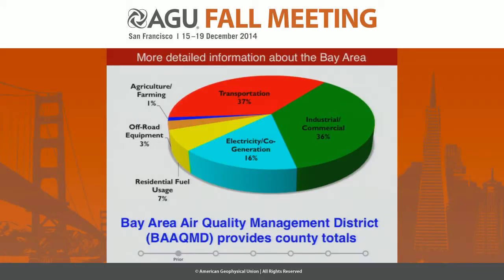And I found that the Bay Area Air Quality Management District provides county totals. So transportation is the biggest piece of the pie at about 37%, followed by industrial and commercial at 36%, then electricity and cogeneration, residential fuel usage, et cetera.